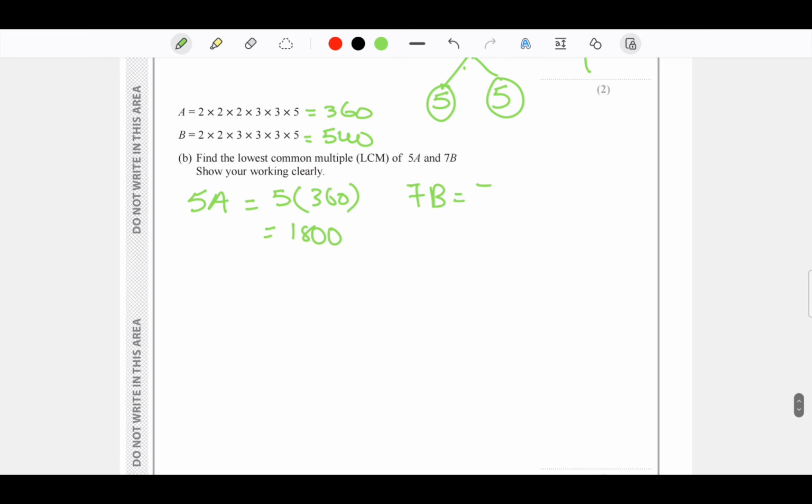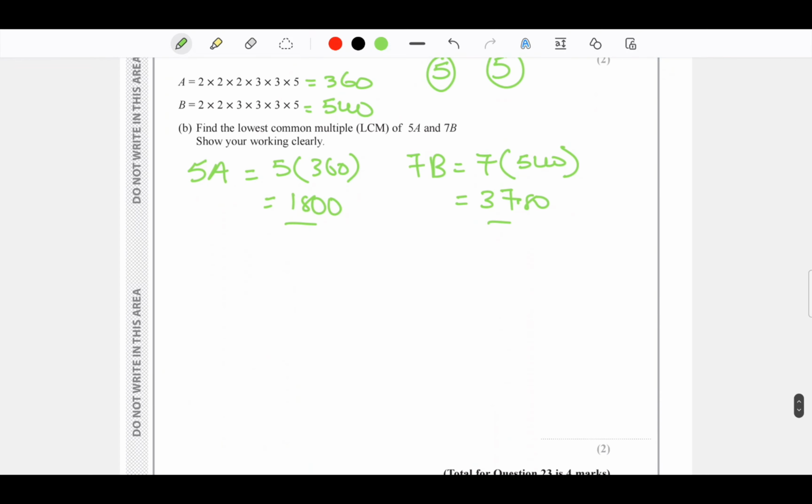7B would be 7 times 540, which is 3780. Alright, so now we are going to find the prime factors of both of these values, same as how we did for 300 earlier.